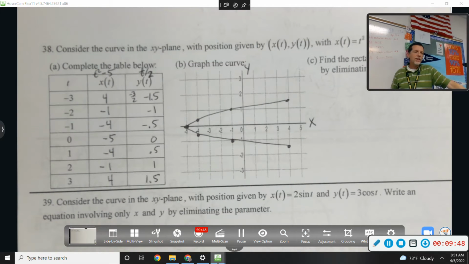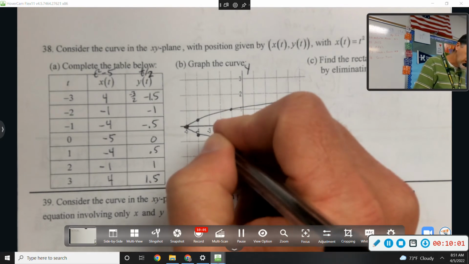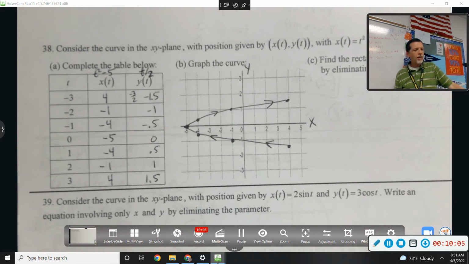And that graph is not quite right. What's missing? Arrows. The arrows, right? Because if a t is involved, that means we started it here at negative t equals negative 3, and we went this way. So your parametric graph has some direction to it. So put at least a couple arrows on there.